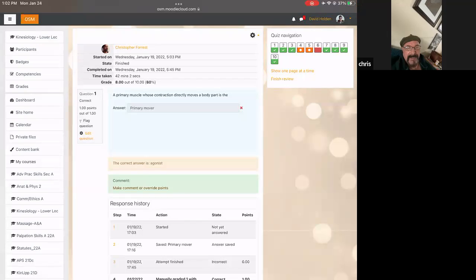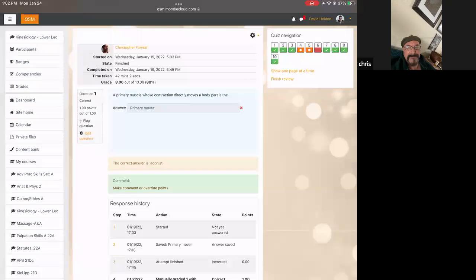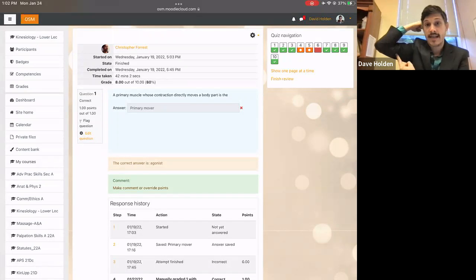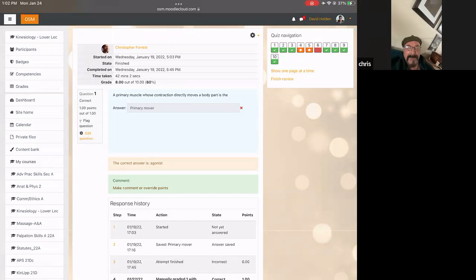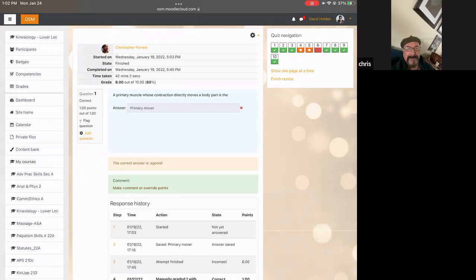So the bicep is the agonist. Correct. I got my language mixed up. I'm thinking antagonist. Okay, so let's look now at the tricep. Joker. It's like the Joker with your analogy. Yeah, so now let's look at tricep.